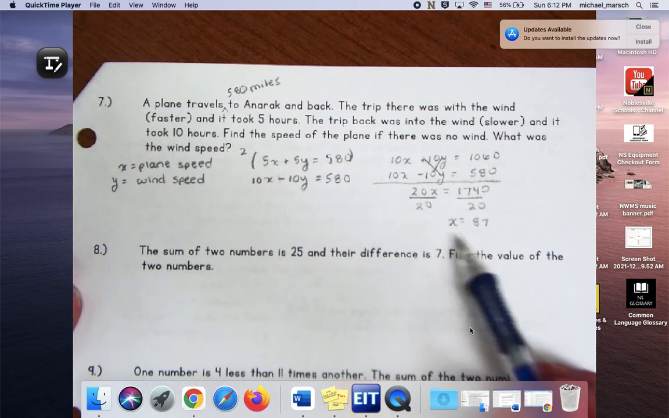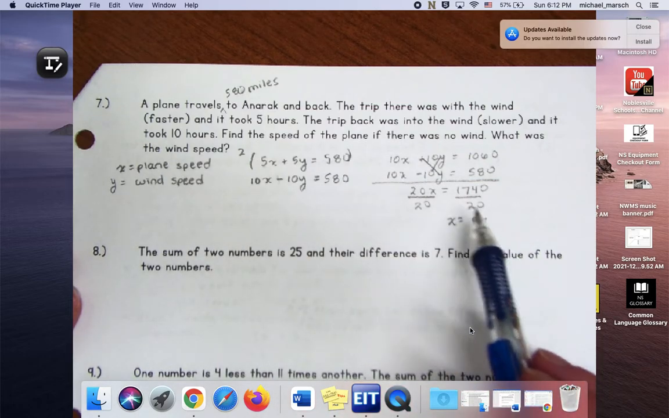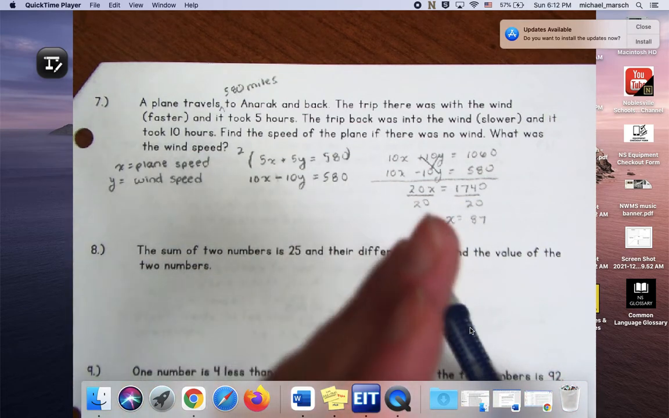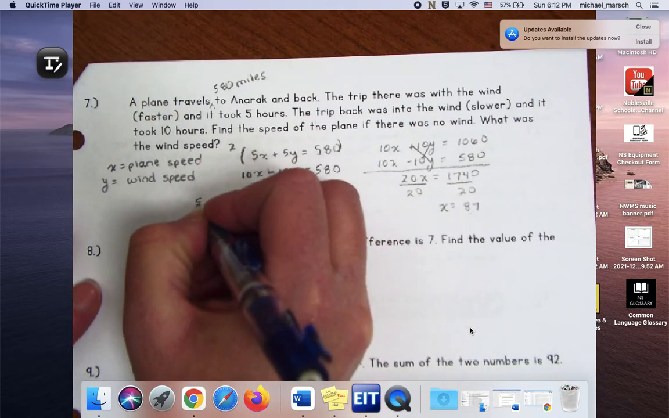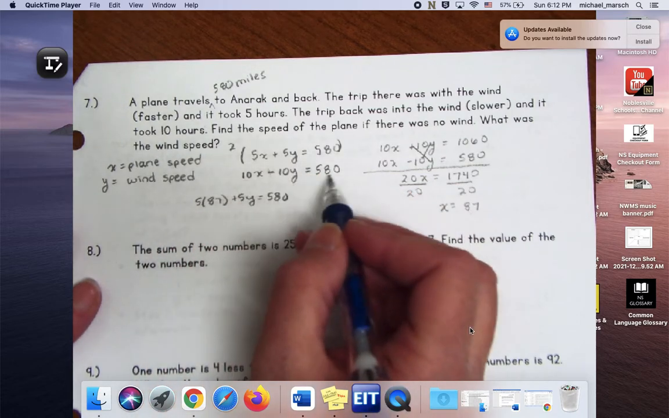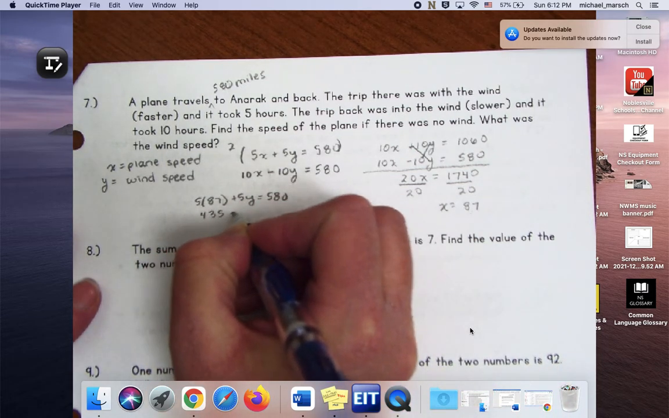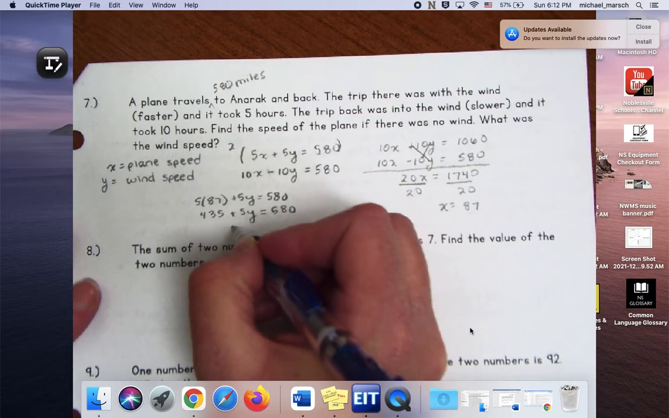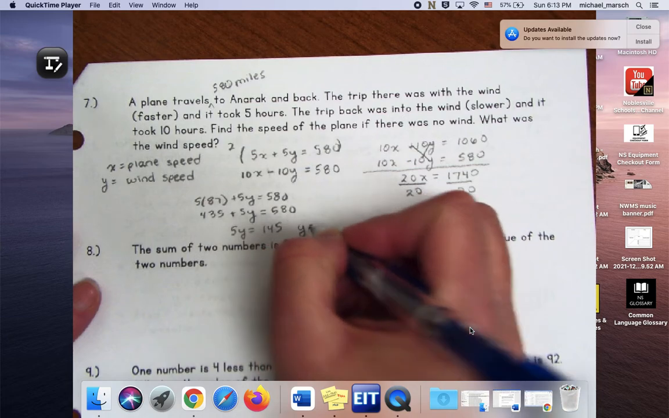So that's the plane speed, right? Now we need to figure out the wind speed. So how fast is the wind helping, or how much is the wind hurting? So I'm going to put this 87 back into the equation. 5 times 87 plus 5y equals 580. Or you could put it in this one. Either way, you're still going to get the same answer. So then I'm going to get 435 plus 5y equals 580. When I subtract the 435, I get 5y equals 145. Then when I divide by 5, I get y equals 29.